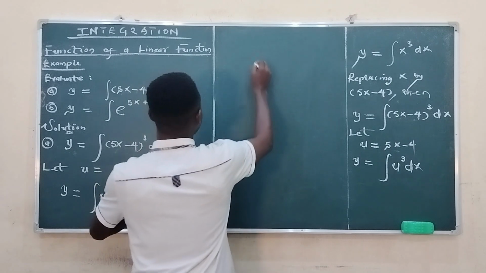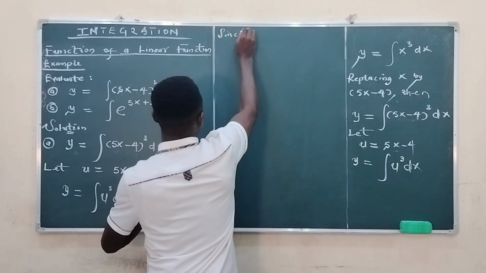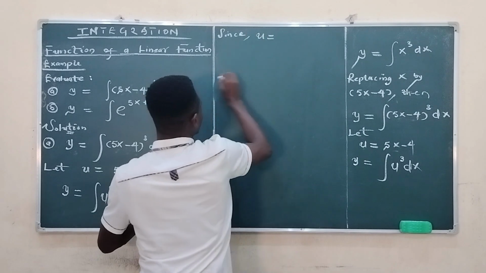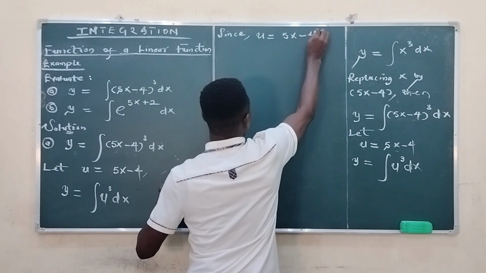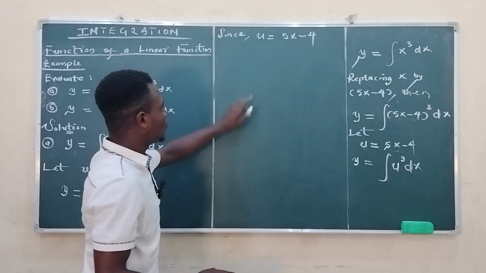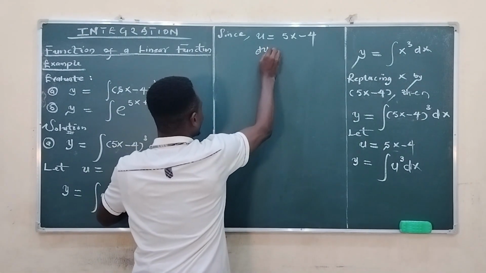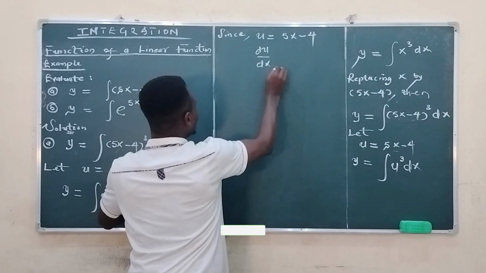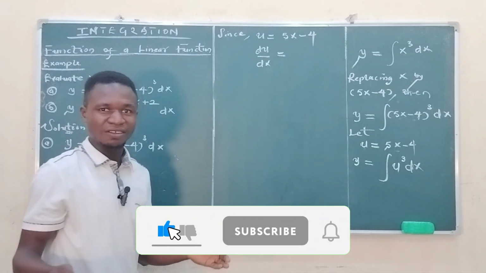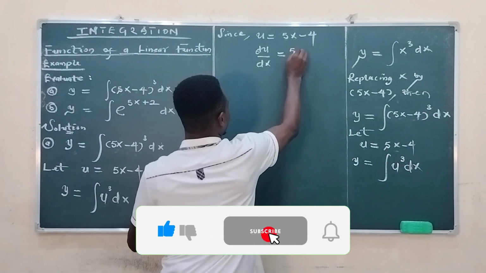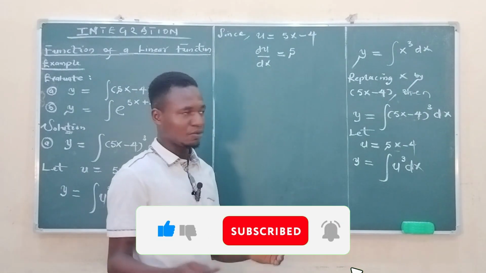So this is it now. Now, since we know that u is equal to 5x minus 4, we can differentiate this. When we differentiate this, we have that du/dx is equal to 5x. If we differentiate 5x, it is 5. And if we differentiate minus 4, that is going to give us 0.